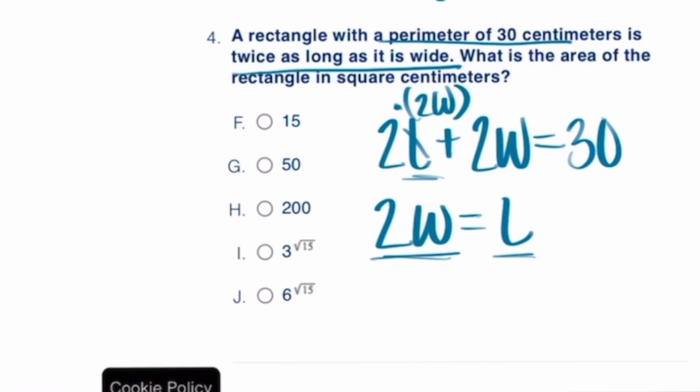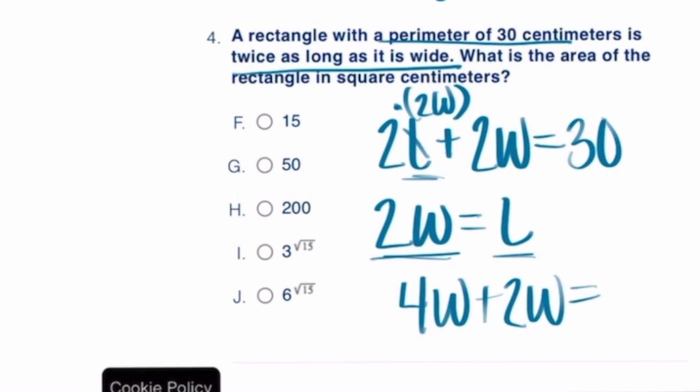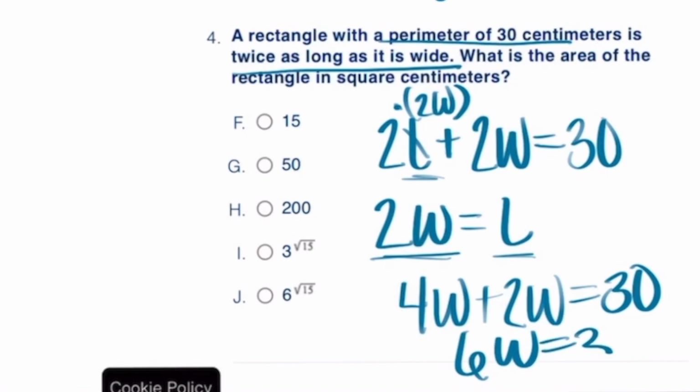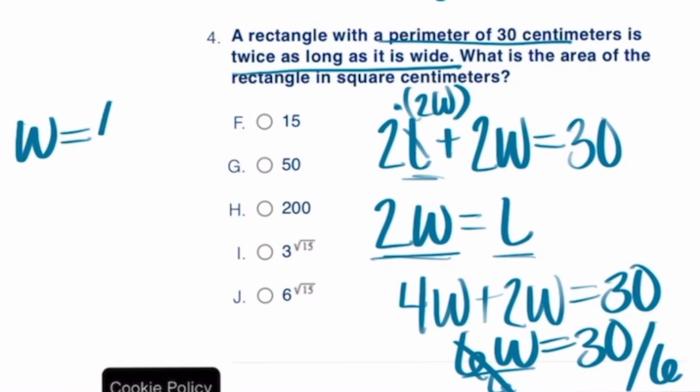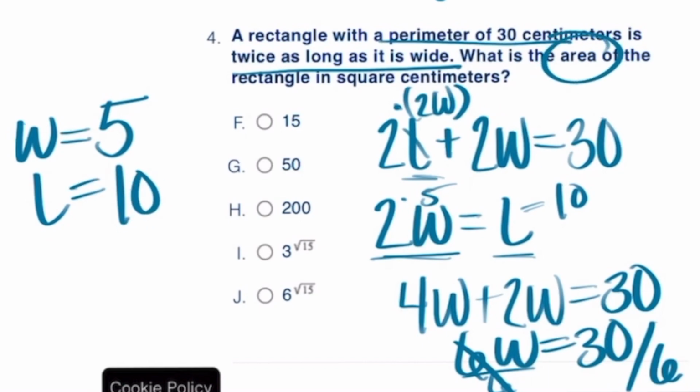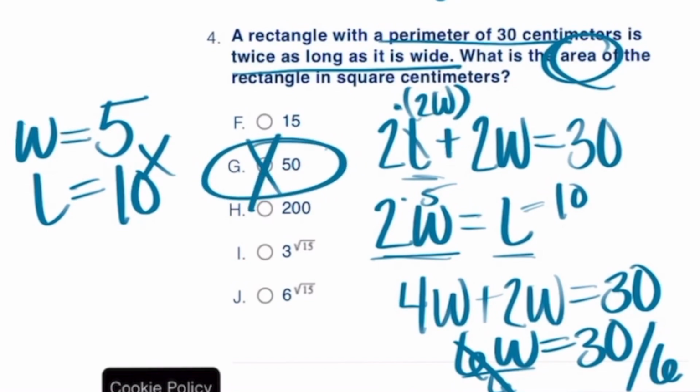2 times that 2w will get 4w, plus the 2w that was already there is going to get us 6w. And then to solve for w, or our width, we divide that 30 by 6 to get 5. Now that we know our width, remember our length is going to be double that, 2 times that. So our length would be 10. But they don't care about the length or width, they want the area. So we need to multiply those together, 5 times 10 to get 50, which is option G.